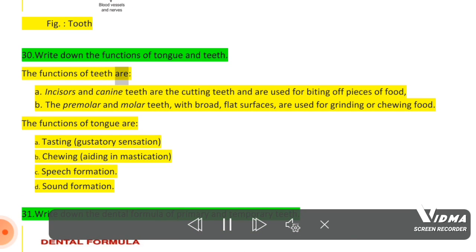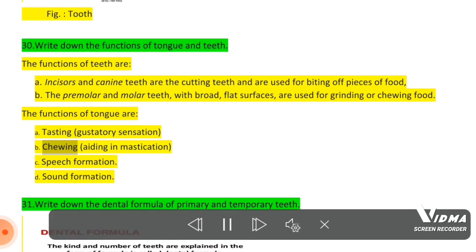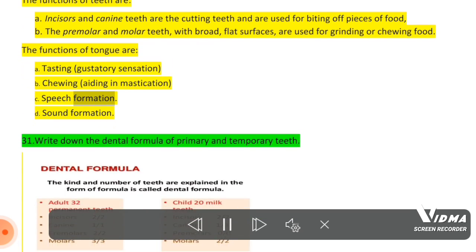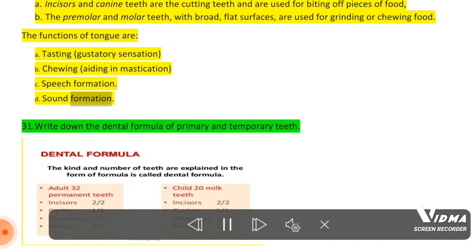30. Write down the functions of tongue and teeth. The functions of teeth are: incisors and canine teeth are the cutting teeth and are used for biting off pieces of food. The premolar and molar teeth, with broad, flat surfaces, are used for grinding or chewing food. The functions of tongue are tasting, gustatory sensation, chewing, aiding in mastication, speech formation, sound formation.